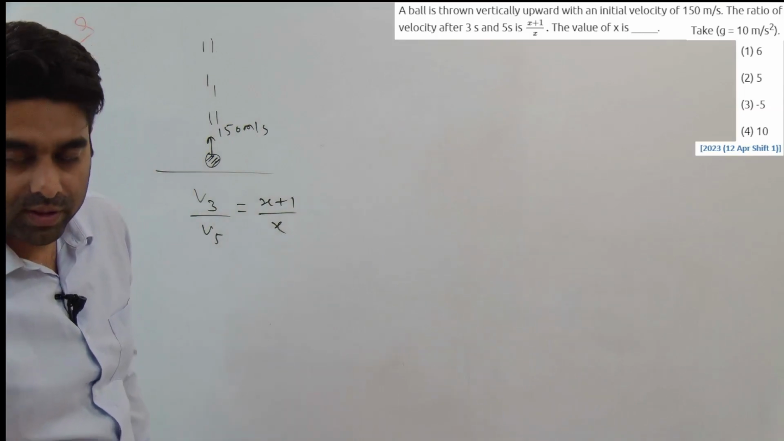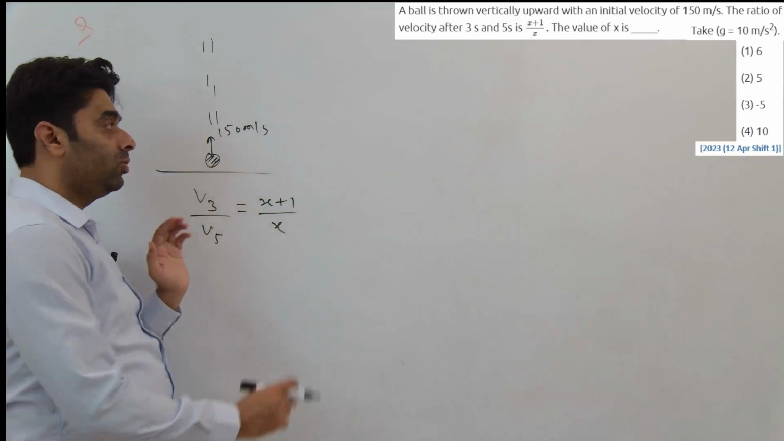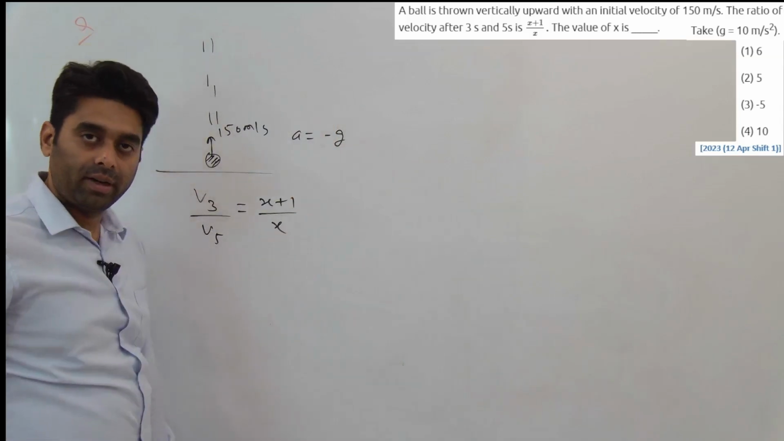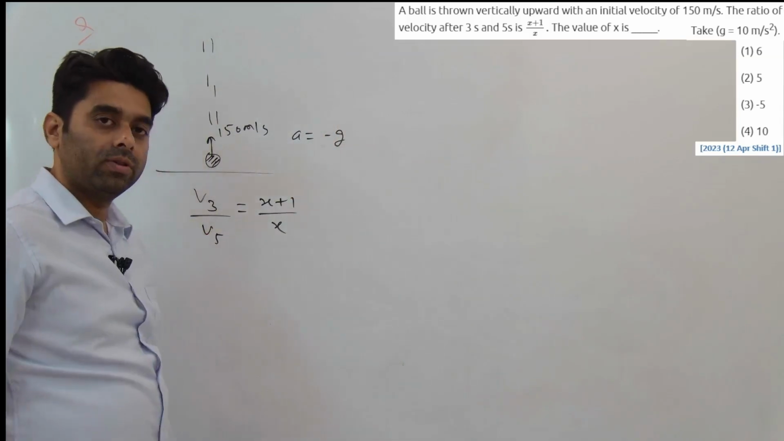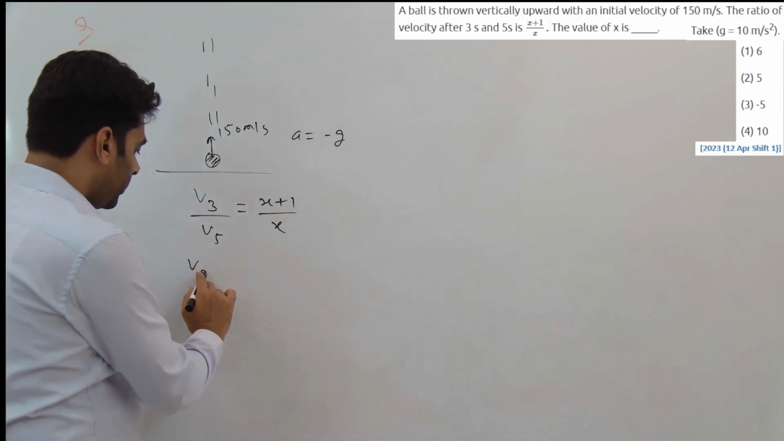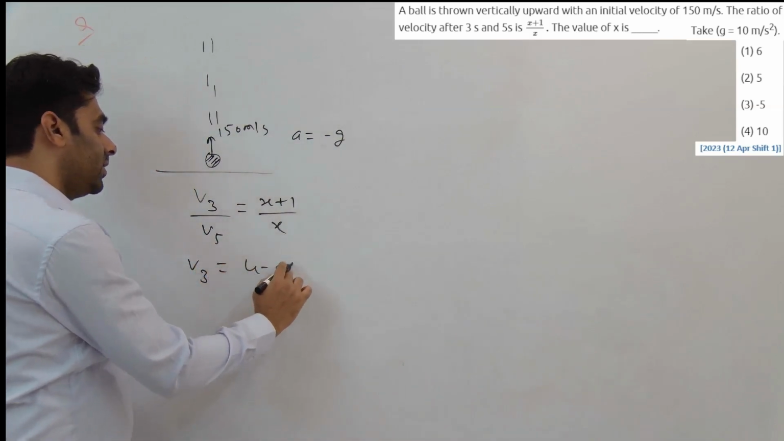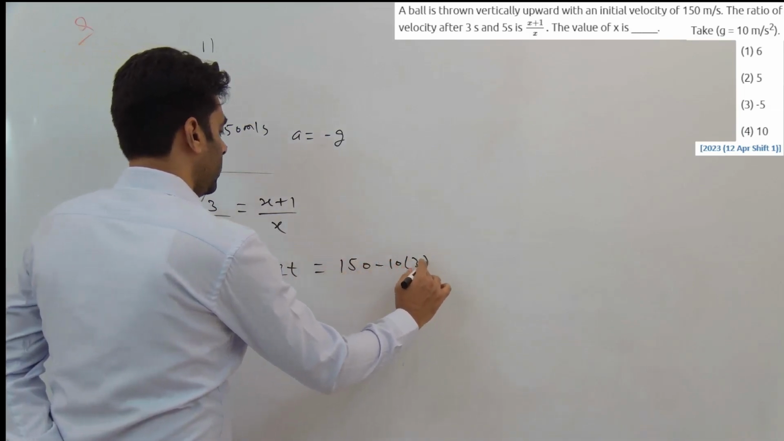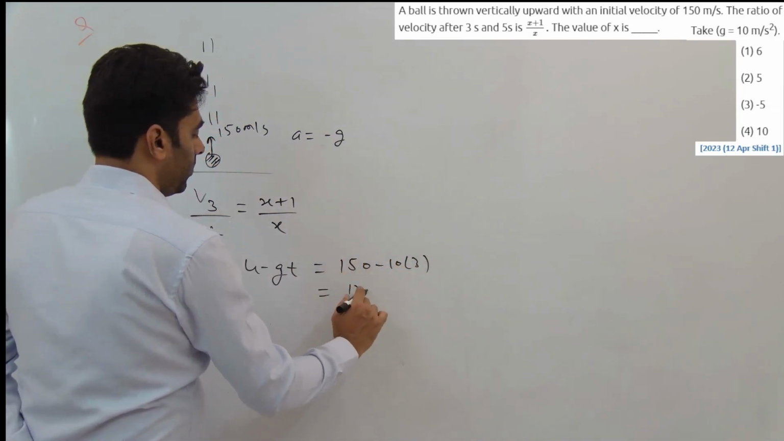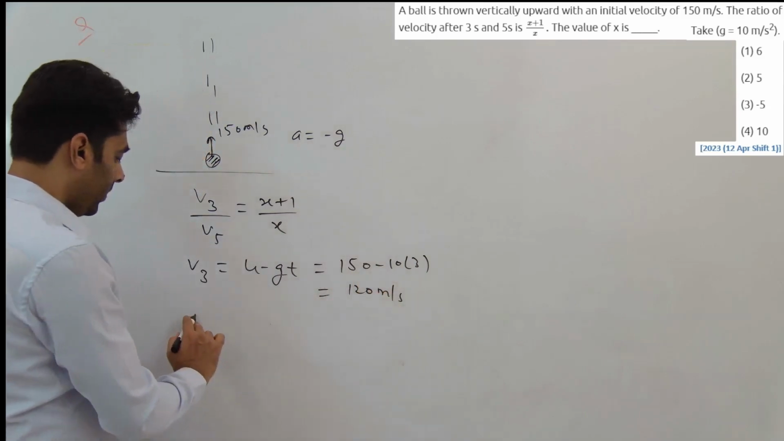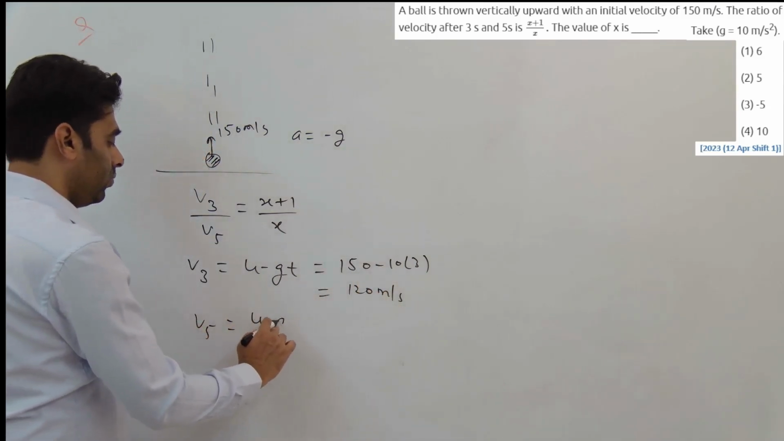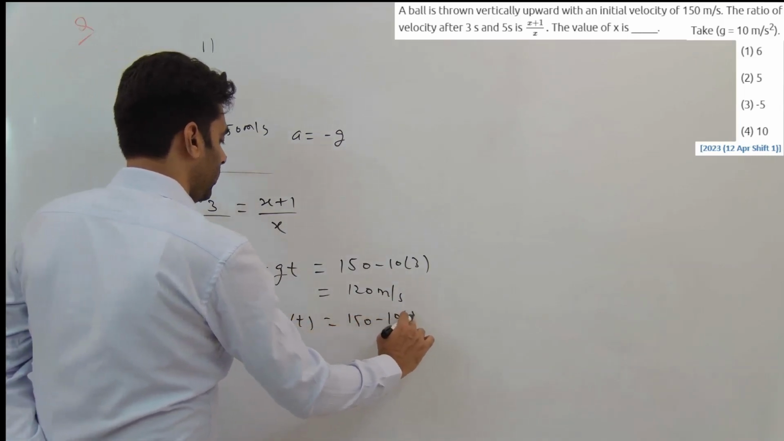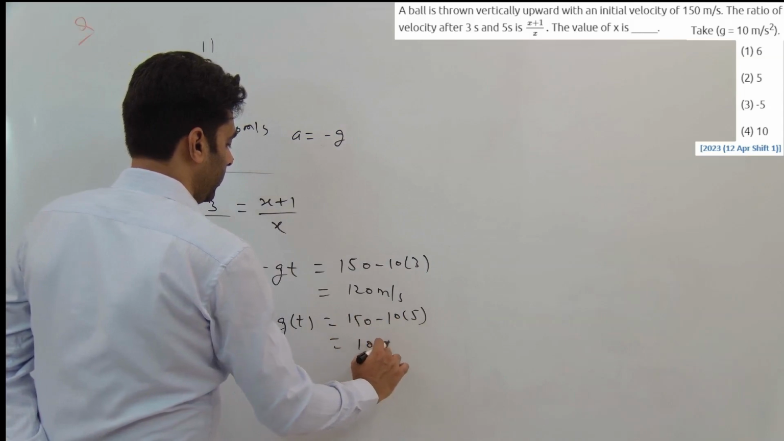Now beta, we know one thing: this is motion under gravity. Throughout the journey acceleration will be constant and it will be minus g, acceleration downward. Let us calculate the velocity at 3 seconds and 5 seconds. Velocity at 3 seconds will be u minus gt: 150 minus 10 into 3, 150 minus 30, that is 120 meter per second. Velocity at 5 seconds, again u minus gt: 150 minus 10 into 5, we get 100 meter per second.